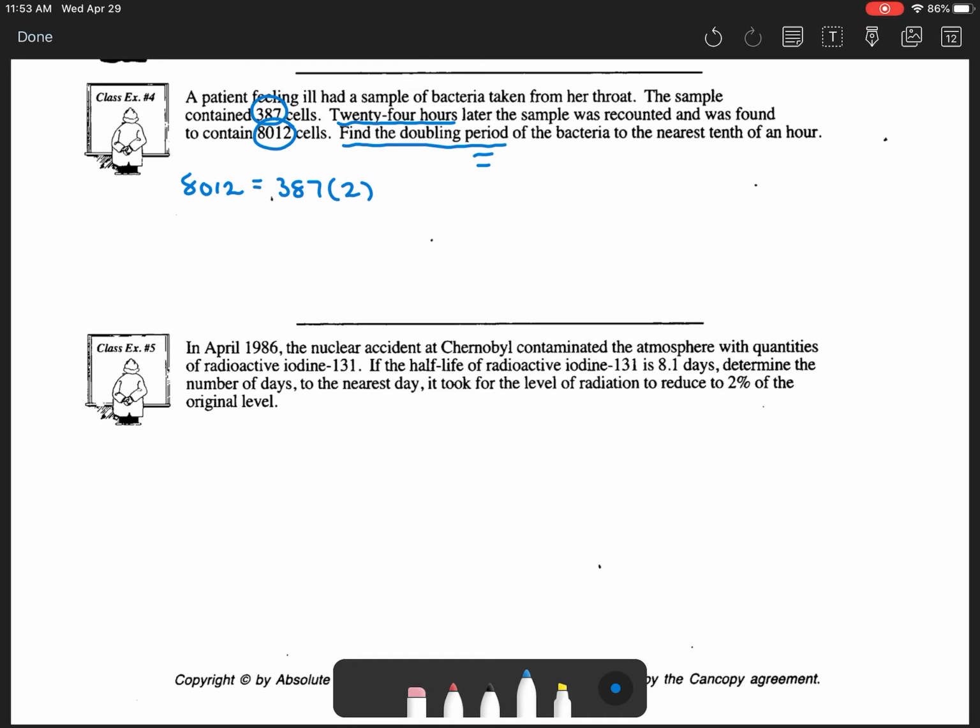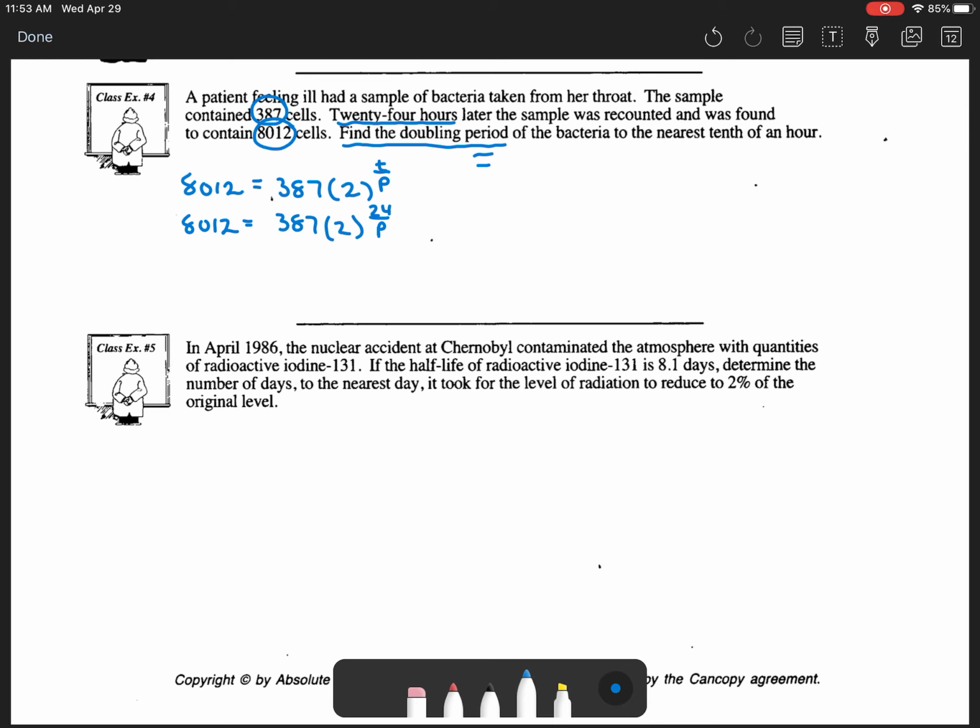Now the exponent, remember, is going to be t over p. Now remember in the question I said I know what the time is. It's 24 hours. So when I go into my exponent here, I will be replacing time, 24 hours, not p. P is the period, how often or how long it takes this bacteria in this question to double, and that's what we're after here. So same steps.